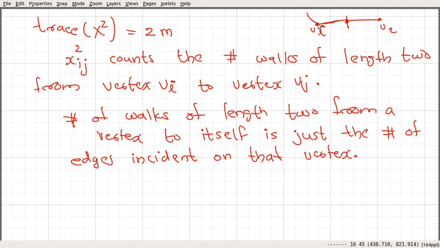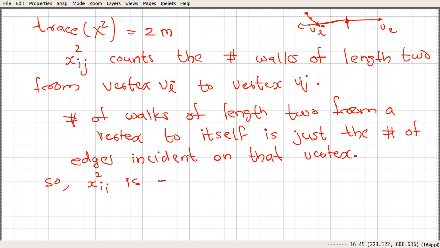In the first step you will move from here to here, and in the next step you will come back, something like that. And that corresponds to all these edges. And that's what I said here. The number of arcs of length 2 from a vertex to itself is just the number of edges incident on that vertex, and we know that this is nothing but the degree of each vertex. So if you consider this quantity xii squared, that is equal to the number of edges connected to a vertex vi.